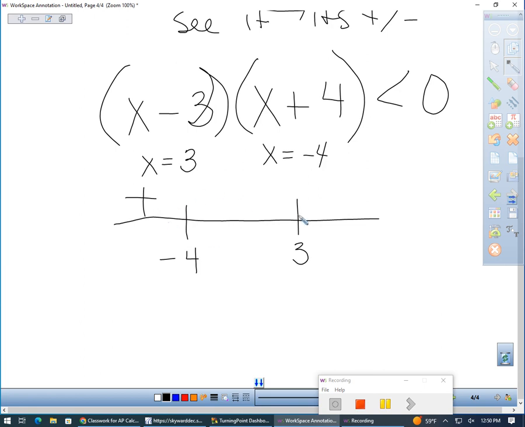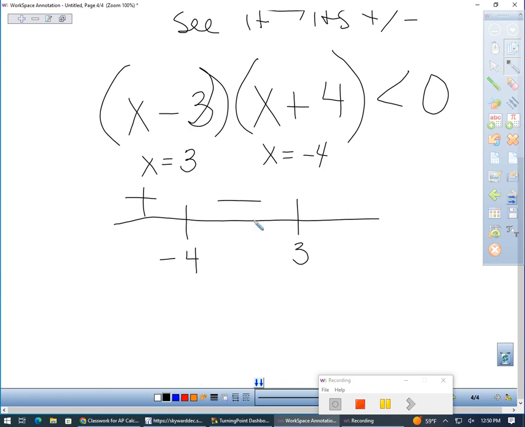So now I want to pick something in between negative 4 and 3. Well, what's the easiest number in there? 0. Good. If I put 0 in here and 0 in here, I get negative 3 times 4. Well, is that going to be positive or negative? It's going to be a negative, right?